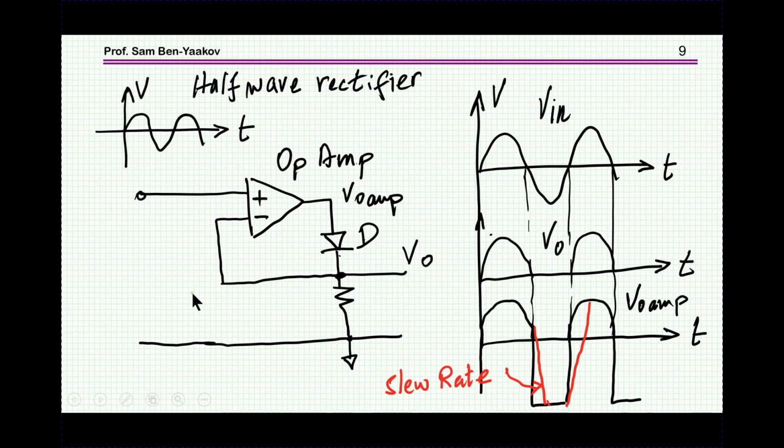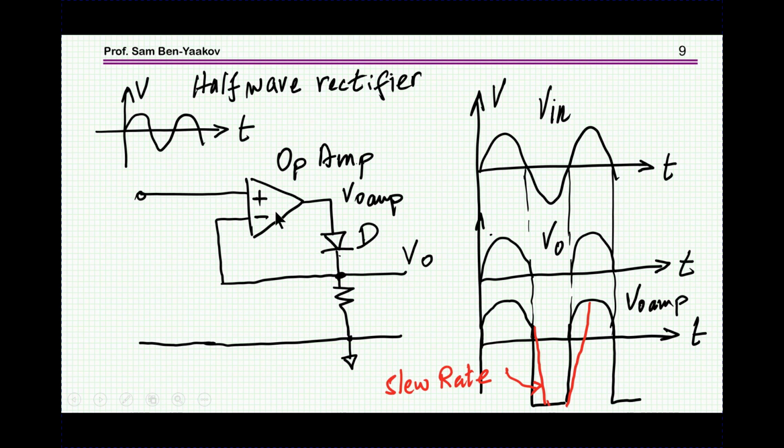Now, this configuration is not very good. It has many disadvantages. There are actually two main problems with it. For this amplifier, because you feed in a voltage which is plus and minus, you do need a bipolar power supply, plus minus. Otherwise, you won't be able to feed a negative voltage here. It'll clamp it or it'll harm the amplifier.